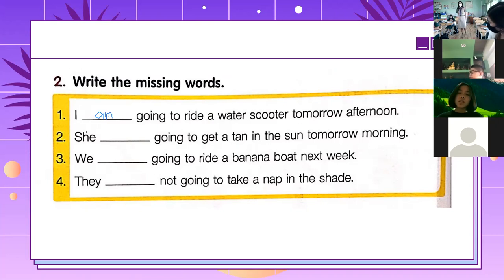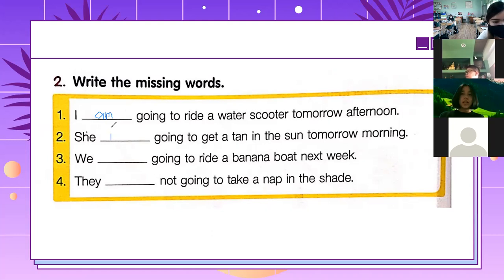If you see the subject is she, he, it. So what are you going to do? Or what linking verb are you going to write? Is or are? Is, very good. So now, let's read the sentence, everybody.